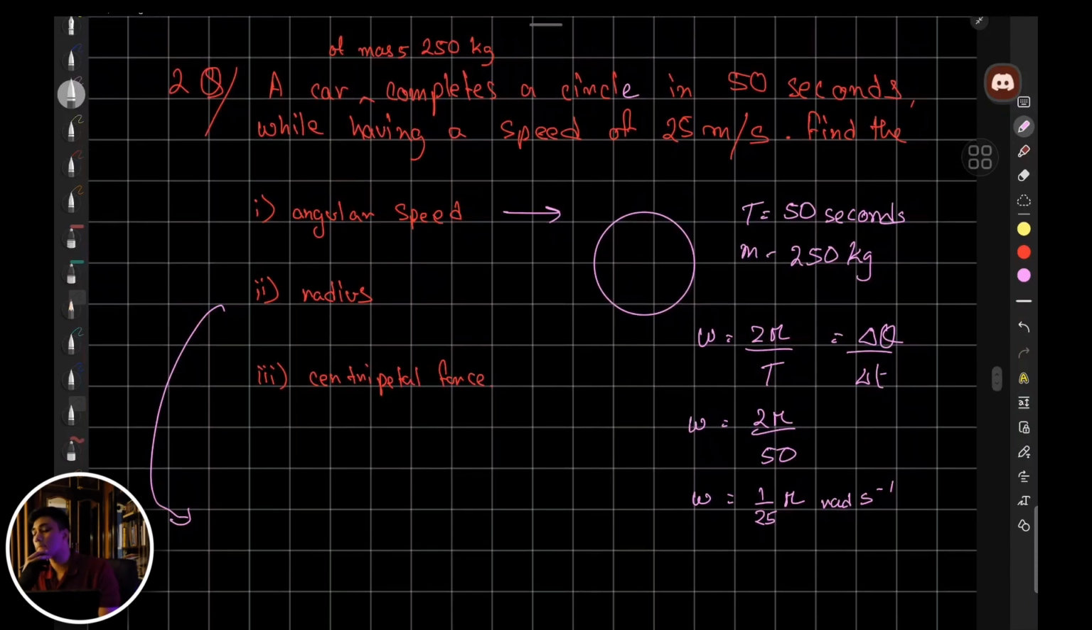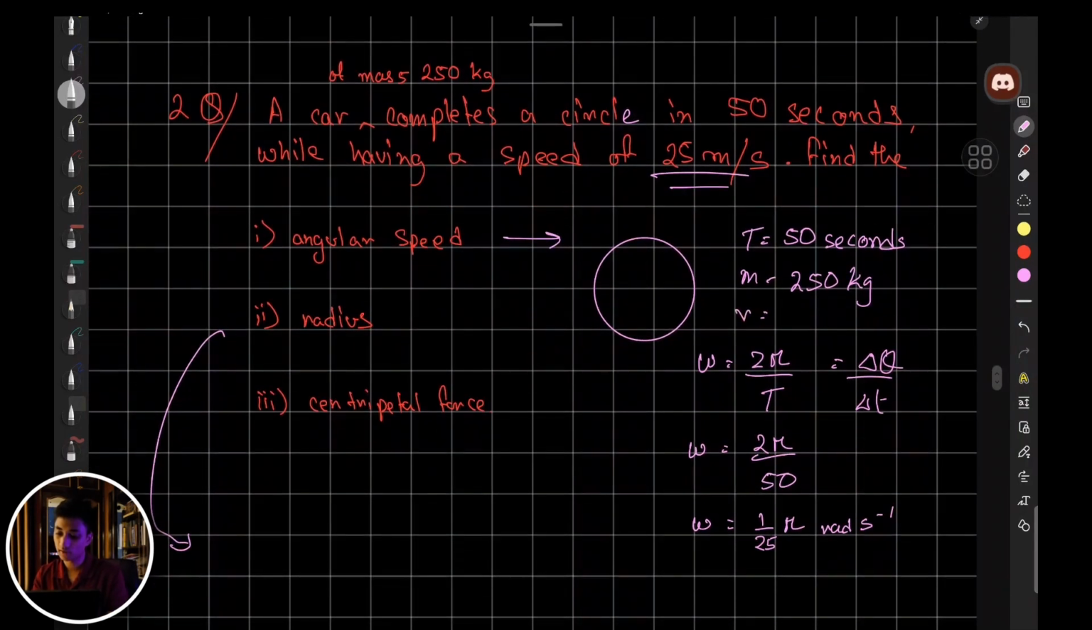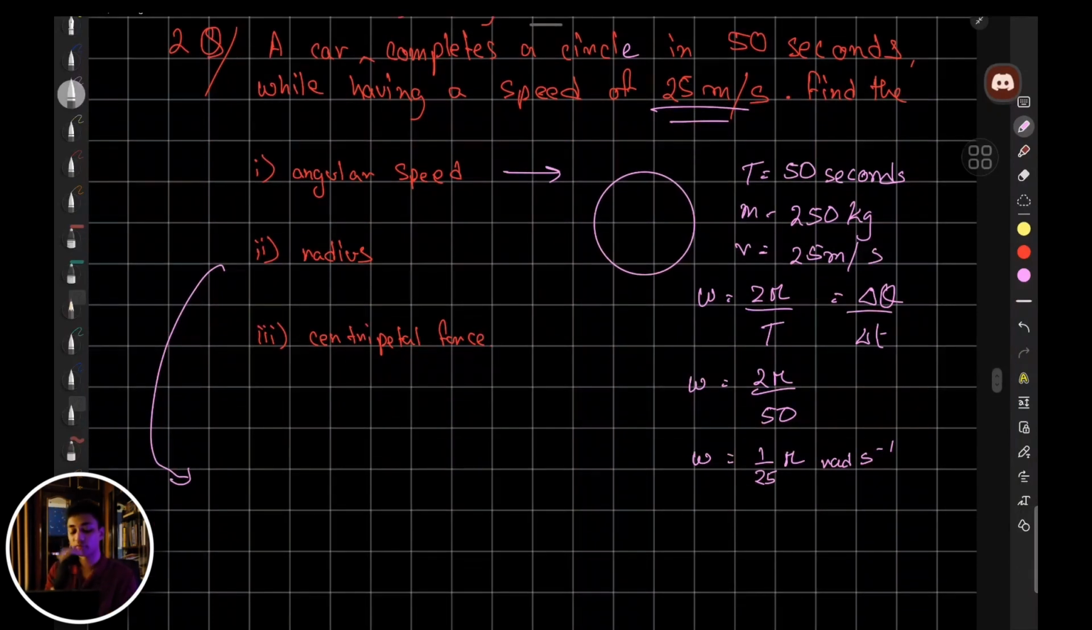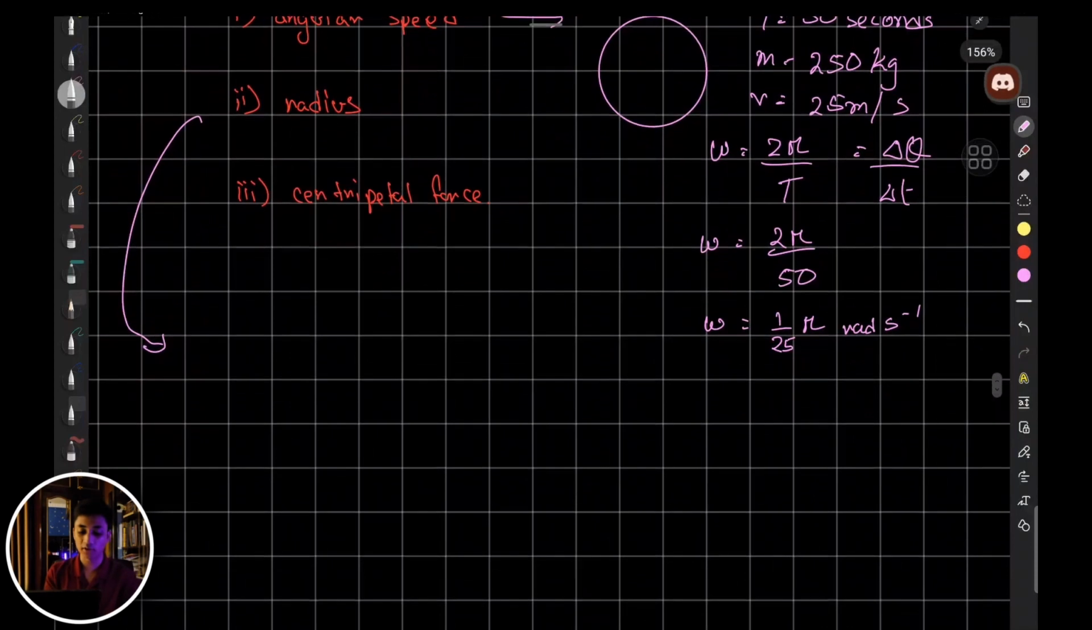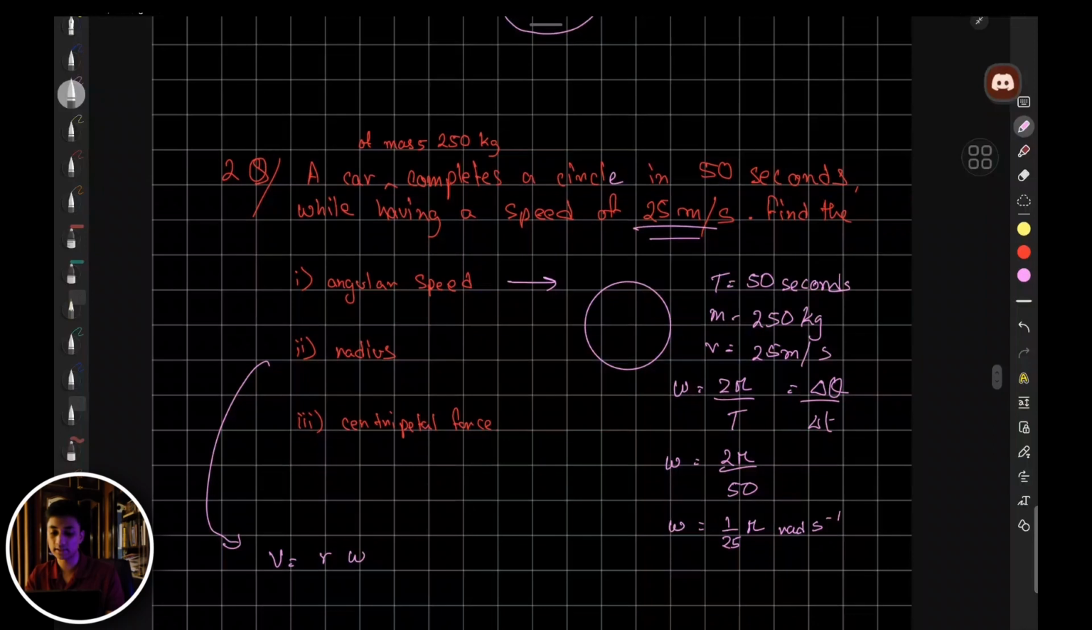For the radius, how many formulas do we know? We also have the speed, which is v equals 25 meters per second. For velocity, there is one formula, which is v equals r omega. I've already shown the derivation for this. So v equals r omega. You know the tangential velocity. If they mention the car is moving at a speed of 25 meters per second, this is the magnitude of the tangential velocity.